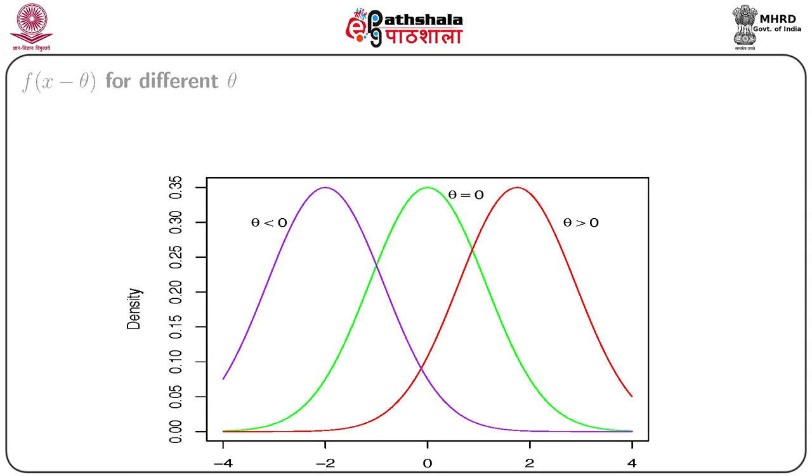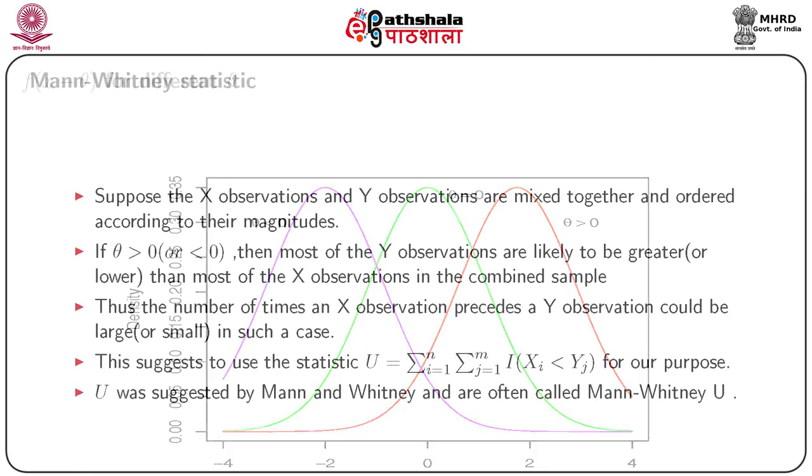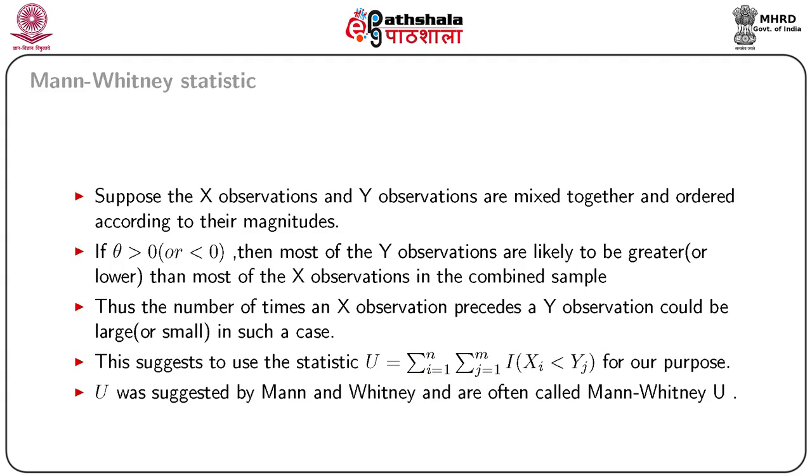Naturally, for theta greater than 0, the density is shifted to the right of that for theta equal to 0, that is, the observations corresponding to theta greater than 0 tend to be larger than those with theta equal to 0. Similarly, observations corresponding to theta equal to 0 tend to be larger than those with theta less than 0. Now, we shall formally define a statistic to capture the shift of the underlying populations.